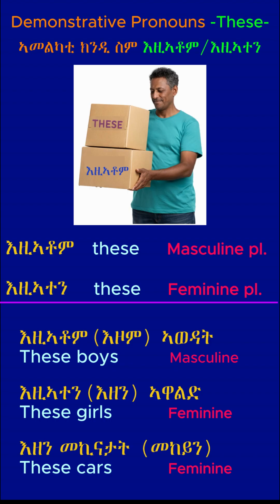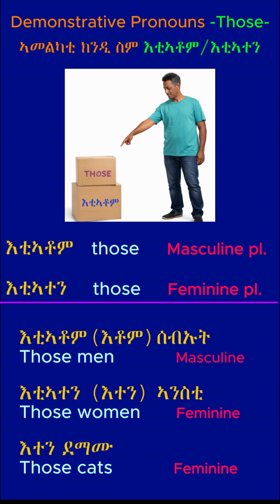Demonstrative pronouns, these. አመልካቲ ክንድ ስም እዚኣቶም እዚኣተን እዚኣቶም These, masculine plural. እዚኣተን These, feminine plural. እዞም ኣወዳት These boys, masculine. እዘን ኣዋልድ These girls, feminine. እዘን መኪናታት These cars, feminine.